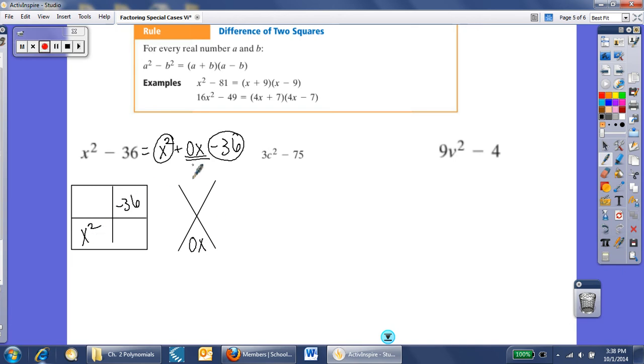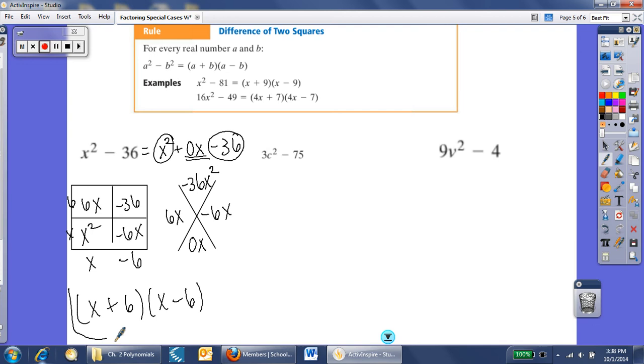And when I multiply the first and the last, I get negative 36x squared. To get negative 36, that's 6x and 6x, and I'll make one of them negative so that when I add those together, I get 0. So this is 6x and negative 6x. I end up getting x, and x would give me x squared. X times 6 is 6x. X times negative 6 is negative 6x. Finally, in parentheses, this is x plus 6, x minus 6. And this is my final answer, the factored form of what we started with.